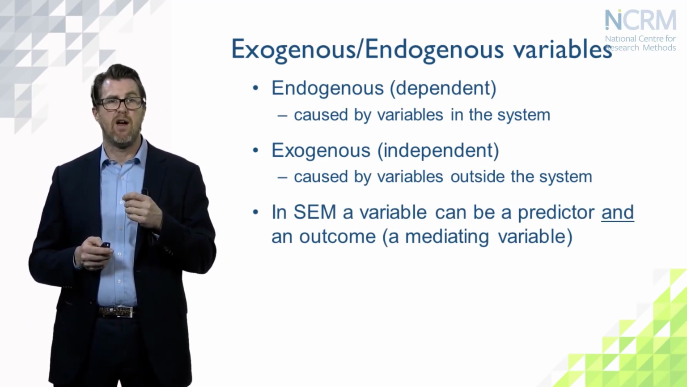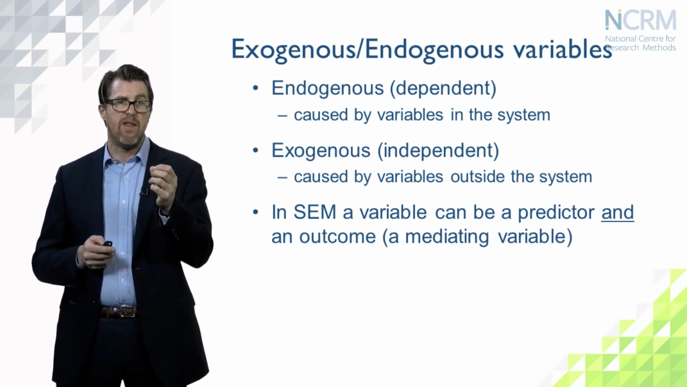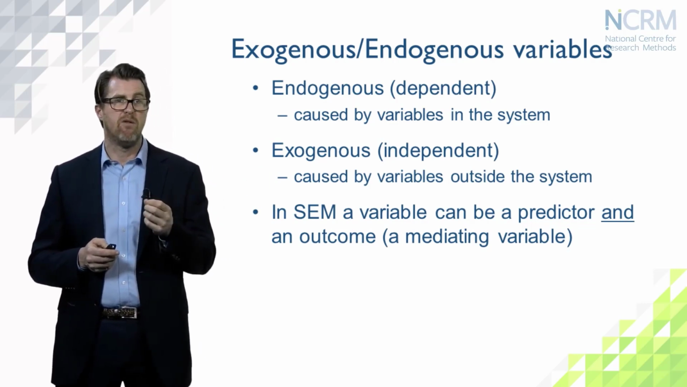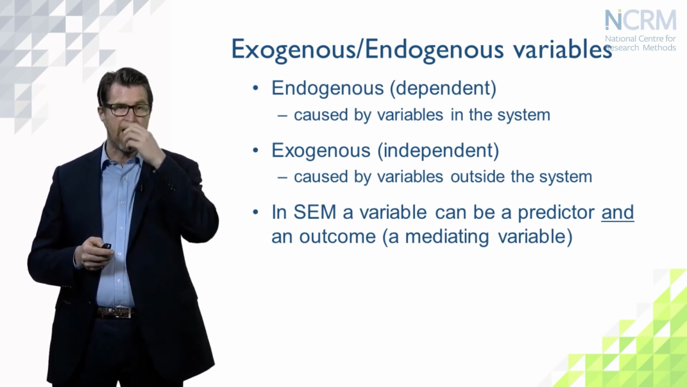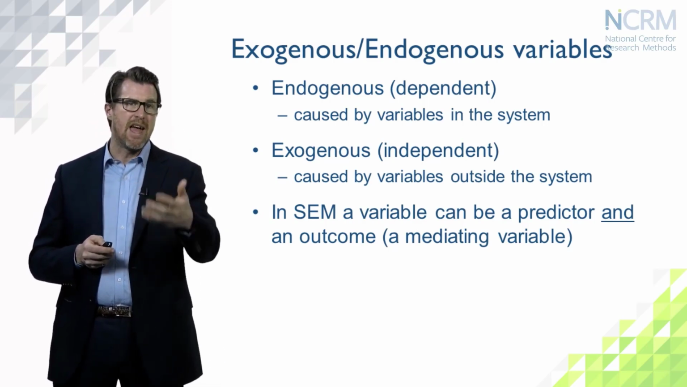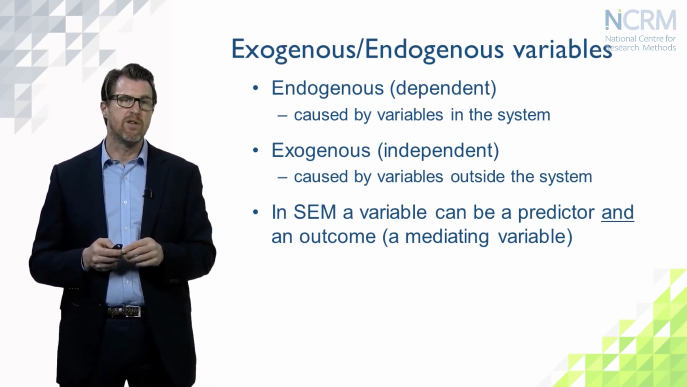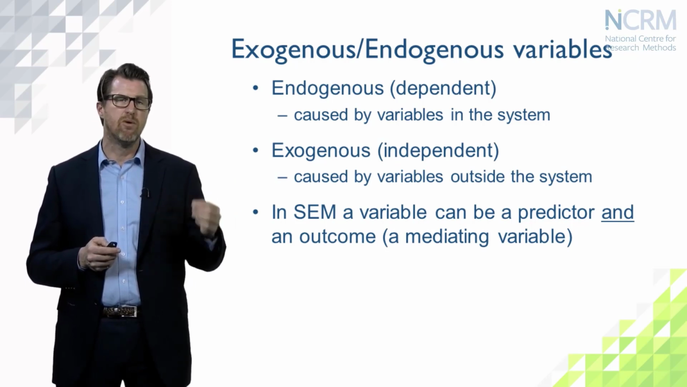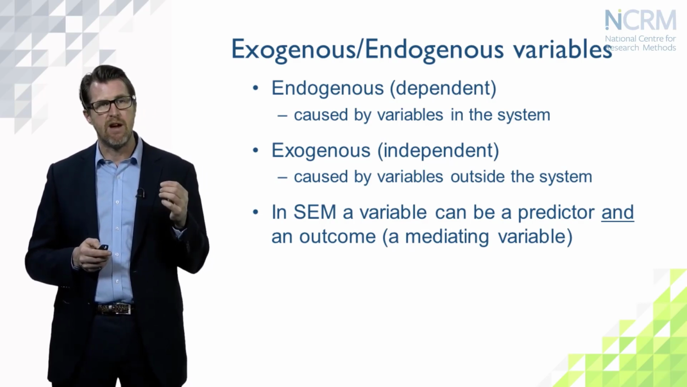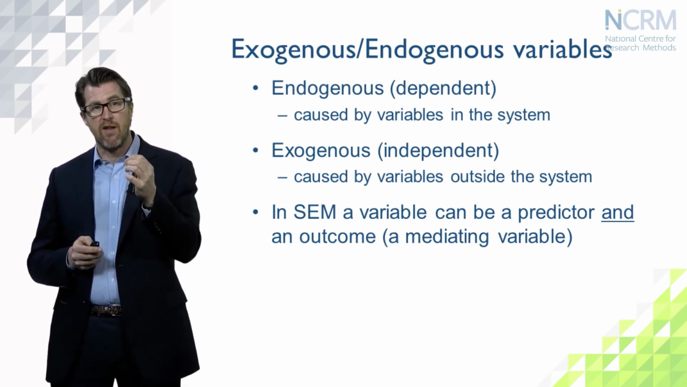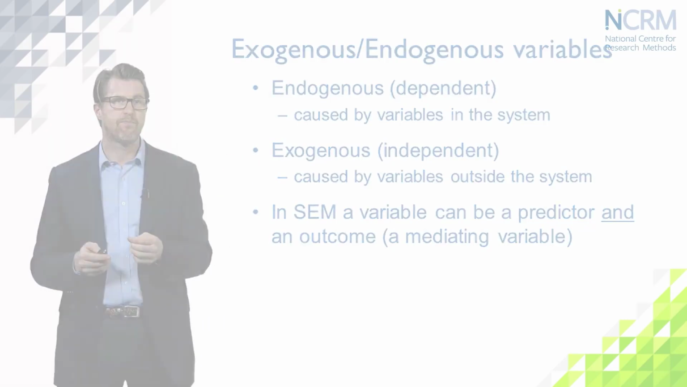So we can have an arrow pointing into a variable, making it endogenous, and that variable itself can have an arrow pointing at another variable, making it an exogenous variable in that limited sense, although it's now a different kind of variable because it has an arrow both pointing into it and an arrow coming out of it. And that's important because that kind of variable is a mediating variable.